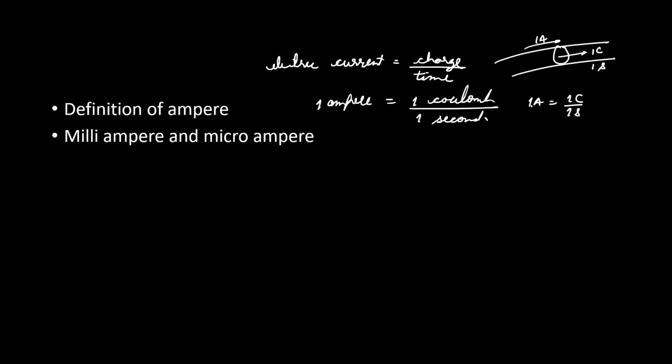Now, as you saw, for 1 coulomb of charge you need a very high number of electrons. That is the reason why 1 ampere is a pretty high amount of charge. Therefore, we use milliampere, which is a 1,000th part of an ampere, and microampere, that is a 10 lakh part of an ampere. These are the same as we studied in chapter 1, milli and micro.